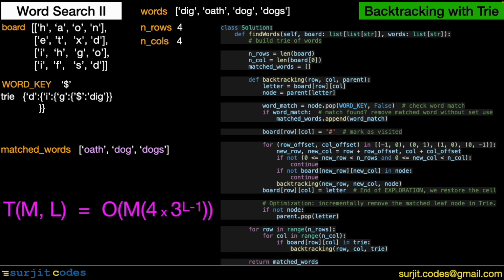There are M cells on board and L is the size of the largest word. All the M letters on board are tried as starting letters for word searching. For each one of them, cell in the initial recursive call has 4 neighbors. In each of the subsequent L-1 calls, maximum 3 neighbors each are processed, excluding the cell we came from. So time complexity is as shown in the expression.